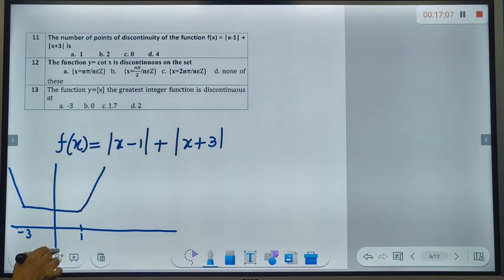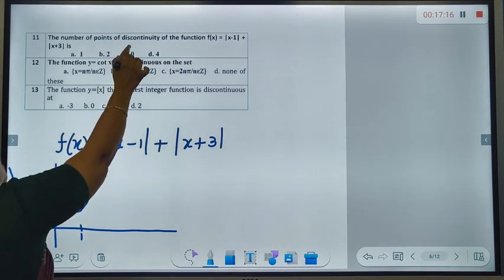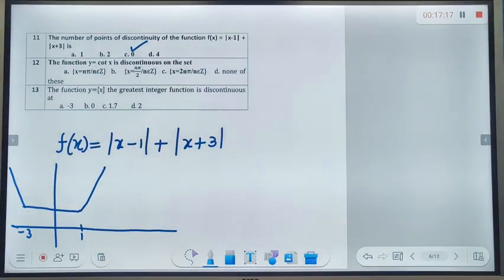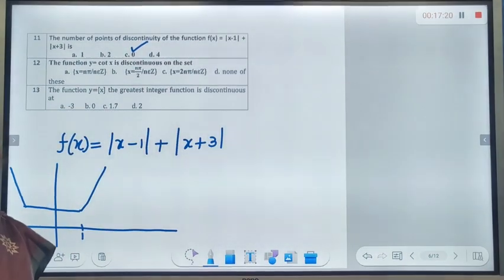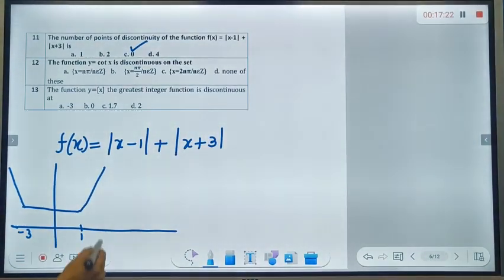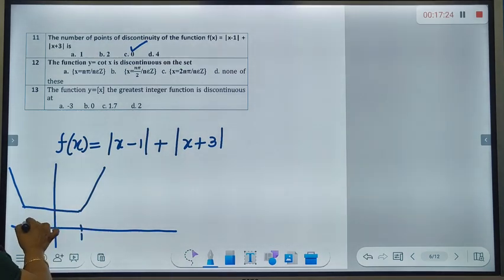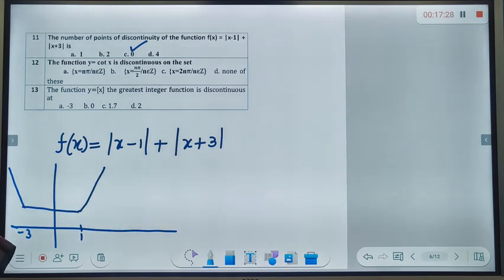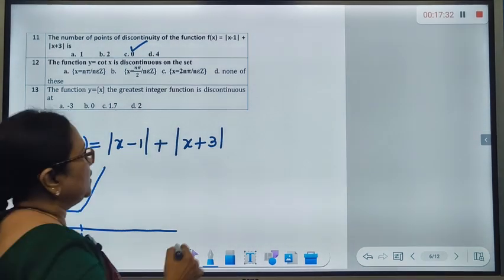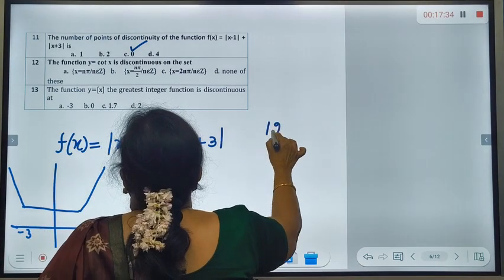Is it continuous? It is not differentiable at 1 and minus 3, but it is a continuous function. So the number of points of discontinuity is 0. However, if you are asked at how many points the function is not differentiable, then you should say it is not differentiable at 1 and minus 3, because it has got sharp corners at x equal to 1 and x equal to minus 3. Now let us look at the 12th problem.